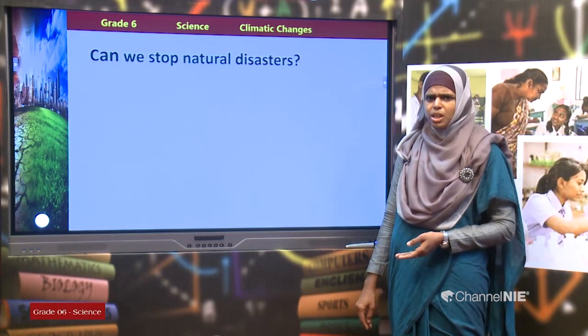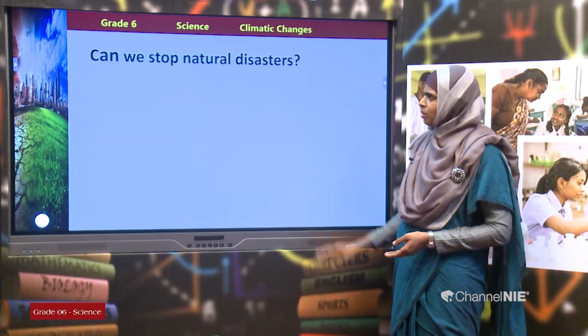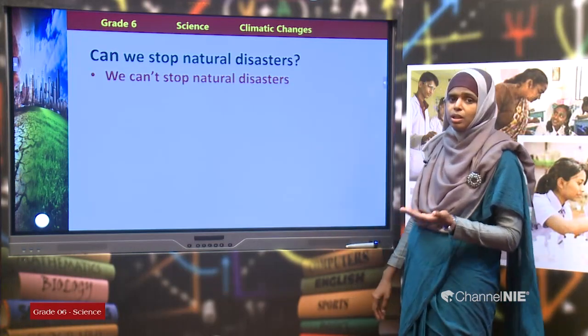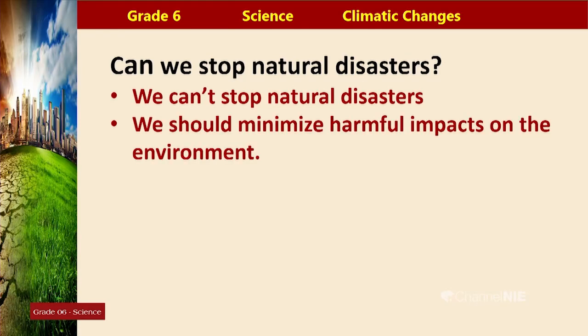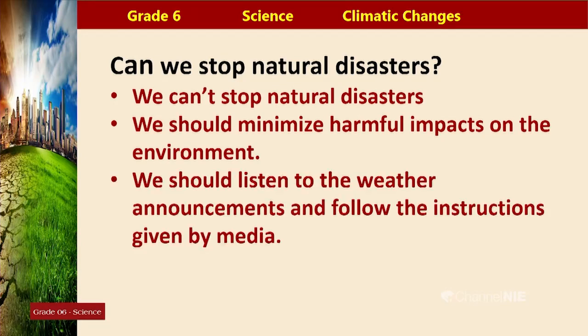Yes, can we stop natural disasters? No, we can't. Why? They occur by nature. We can't stop natural disasters. They occur due to nature. But we can minimize harmful impacts on the environment. We can minimize the impact on the environment from a natural disaster if we are vigilant.